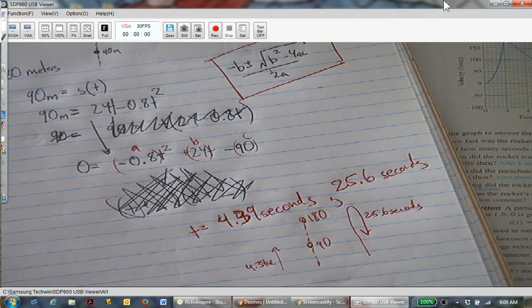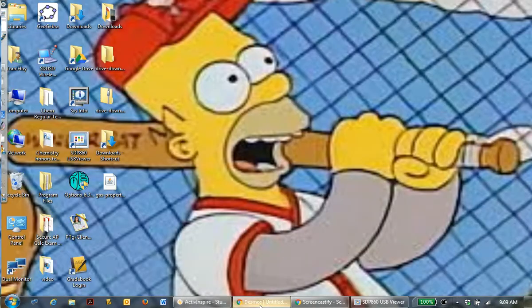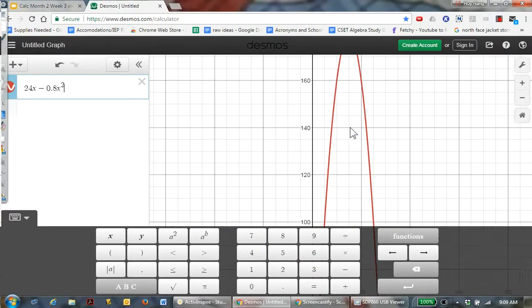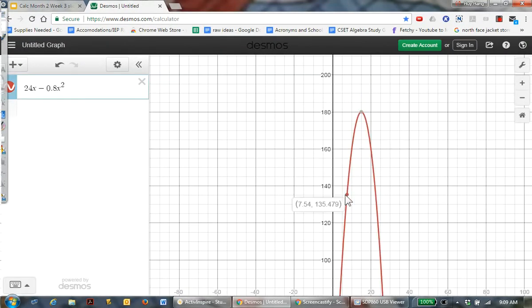Okay, so if you want to look at the actual function now, this is the actual displacement function. Now if we're graphing it, look at it. Gets up to 180 right there. If we go to 90, that's about 4.39. You're absolutely right. On the other side, about 90 over here is 25.6 or so. Okay, so very good job. One last question before I let you guys go.